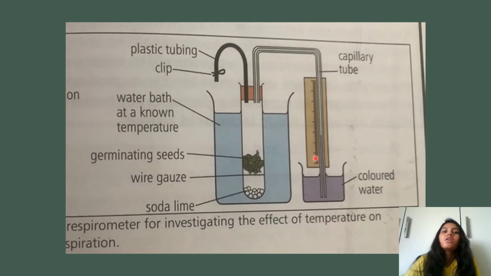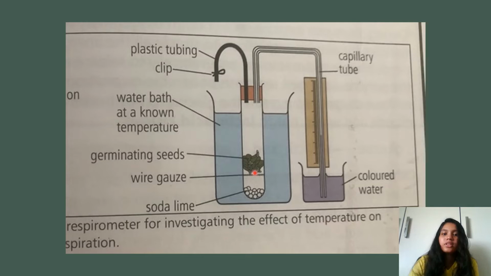Okay, now why do we use soda lime? Soda lime basically absorbs carbon dioxide. So if the seeds are respiring, they're going to take in oxygen and give out carbon dioxide, right? Now, if it gives out this carbon dioxide, the water is going to go back down. So you're not going to see that change in distance. The water is not going to keep moving on up. So basically what the soda lime does is it absorbs the product of respiration. It absorbs the carbon dioxide released by the germinating seeds.